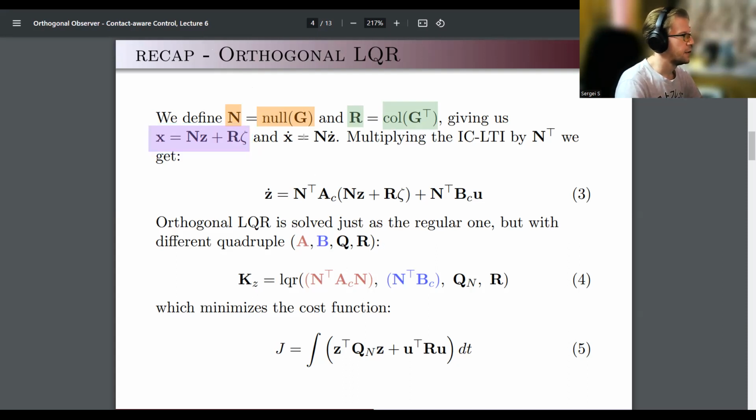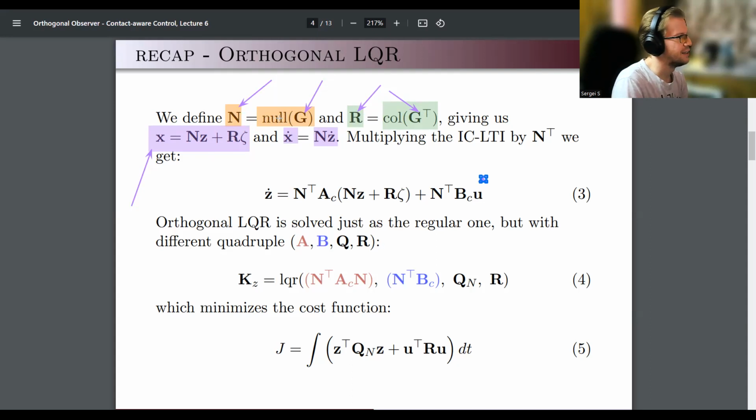Okay. And it is also true that X dot is equal to N Z dot. Why? Because if you just differentiate this equation here, what you have is X dot equals N Z dot plus R zeta dot. N and R are constant because G is constant. Right? So this is constant, so this is constant. Same here. All right. So you would have X dot equals N Z dot plus R zeta dot. Okay. But zeta dot has to be equal to 0.